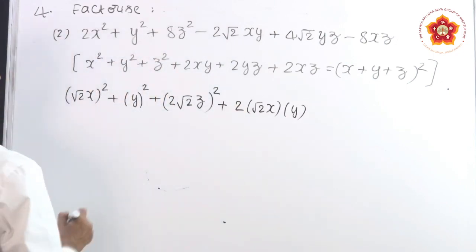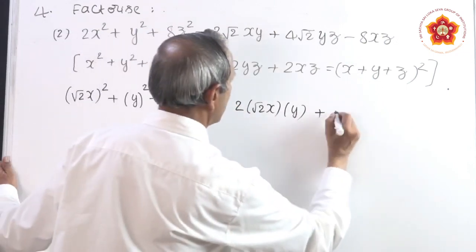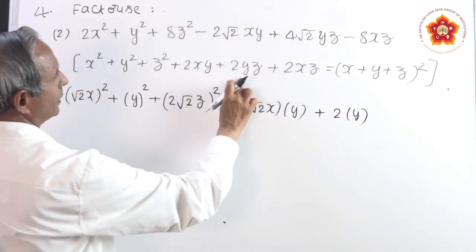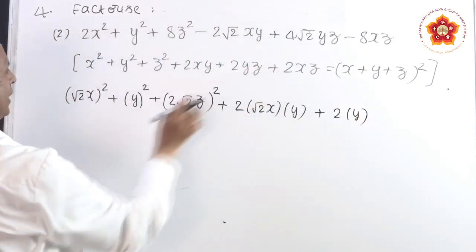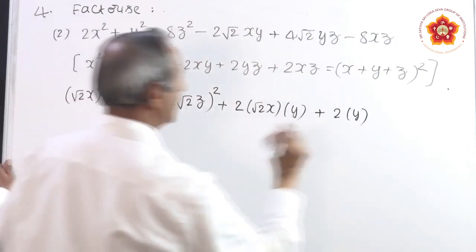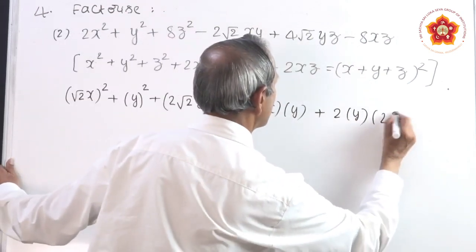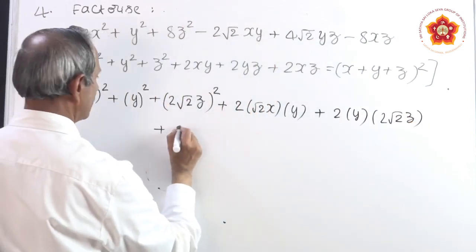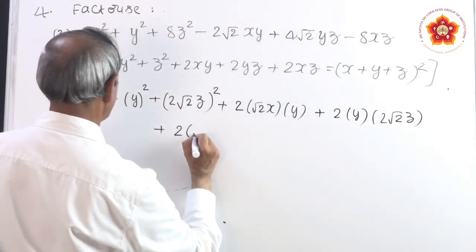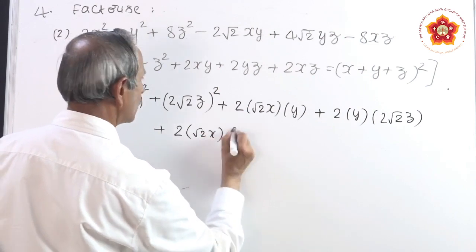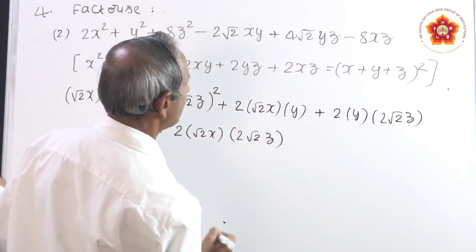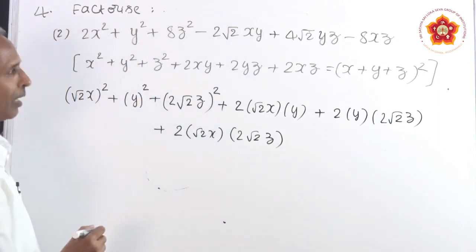Then next term you have to write 2y, and z is there, instead of z here 2 root 2 z is there, 2 root 2 z. Last term 2 root 2 x into 2 root 2 z. Now let us verify whether the sign will tally or not.